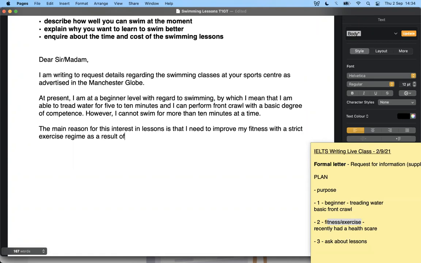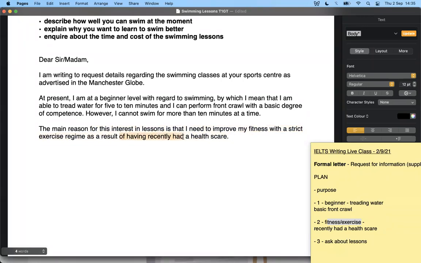So I want to improve my fitness as a result of having recently had a health scare, having recently been told by a doctor that I needed to improve my fitness or something like that, okay? So we use "as a result of" to talk about the link between cause and results. So the main reason for this interest in lessons is that I need to improve my fitness with a strict exercise regime as a result of having recently had a health scare.